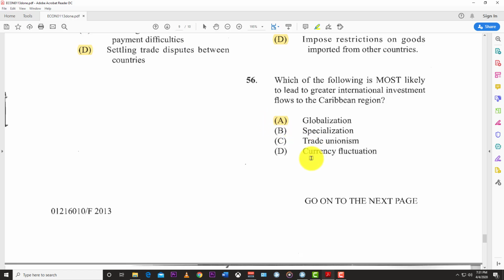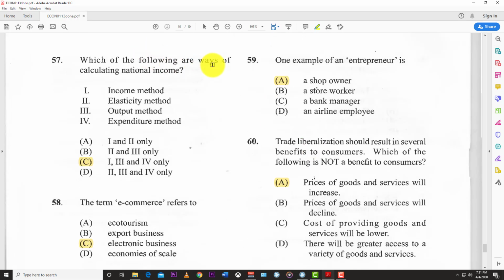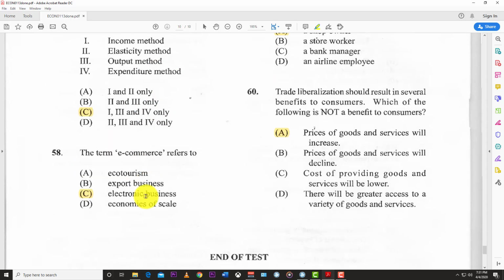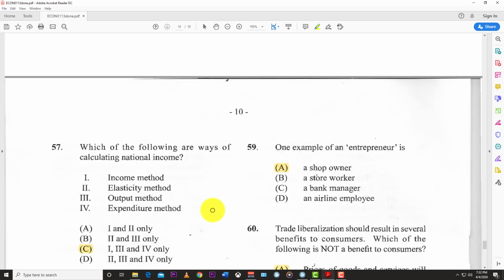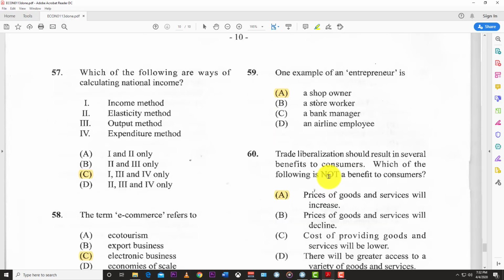All right, 57. Which of the following are ways of calculating national income? And the answer here is 1, 3, and 4. So that's income method, output method, and expenditure method. So that's C. There's no elasticity method. 58. The term e-commerce refers to C, electronic businesses. That's e-commerce, electronic businesses. 59. And one example of an entrepreneur is, of course, a shop owner. You own your own business.